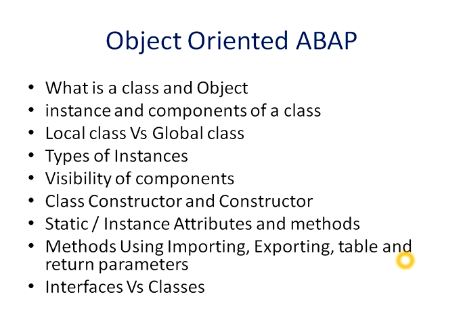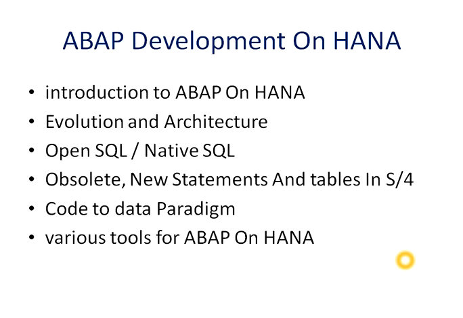What is the difference between local class and global class? There are different types of instance and visibility of components. What are class constructions and constructors, statics, instance attributes and methods. And methods, how to use importing and exporting parameters, tables and returning parameters, and different types of interfaces versus classes. Now next, our real-time scenario is starting web development on HANA.